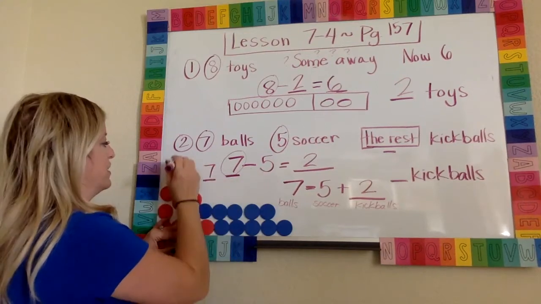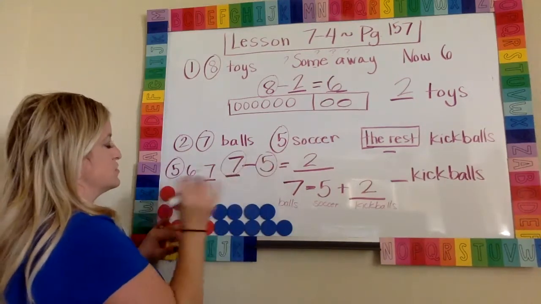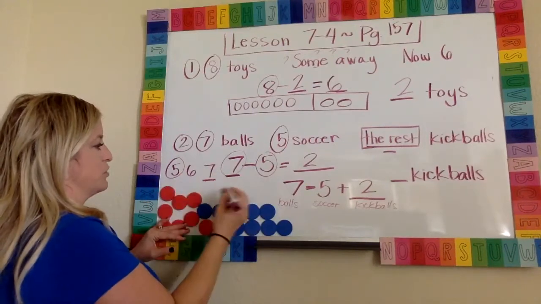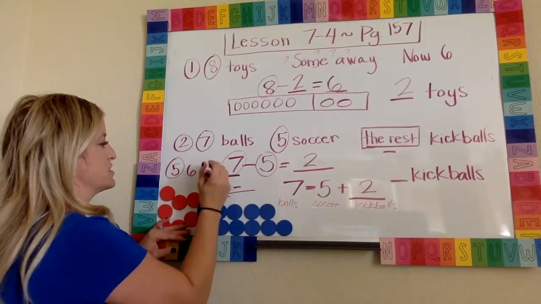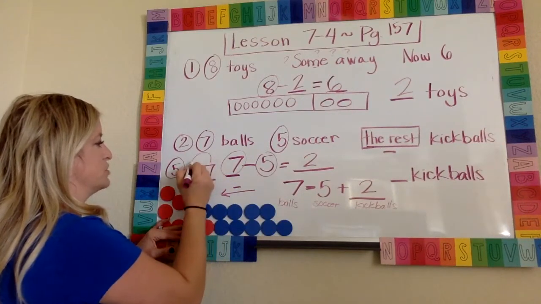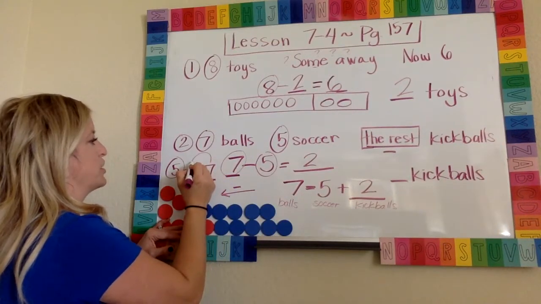I'm going to stop at 5. So this is the other strategy that we worked on. When we're subtracting on a number line, we go this way. So I'm going to start at 7 and I'm going to subtract 2. Or I'm going to go back to 5.